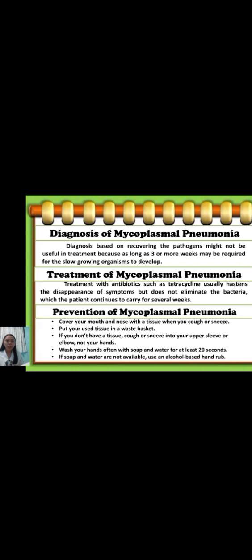So now let's proceed to the diagnosis. Diagnosis based on recovering the pathogen might not be useful in treatment because as long as three or more weeks may be required for the slow growing organism to develop.